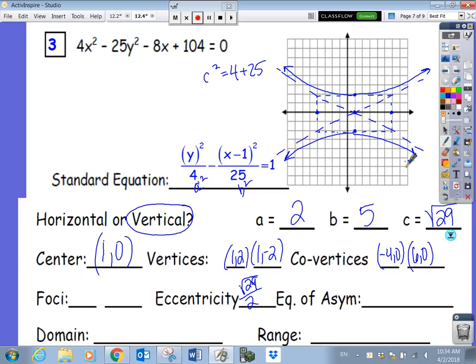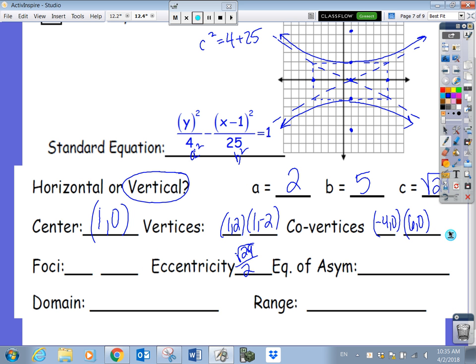And then our foci are root 29. So that's going to be a little bit more than 5 because root 25 is 5. So from the center, 1, 2, 3, 4, 5, and a little bit. And then we don't know exactly what that is, so we have to use the root 29. So the foci, the x value did not change, so it stayed at 1. But we went up root 29 and down root 29, so plus or minus root 29, because we started at 0.